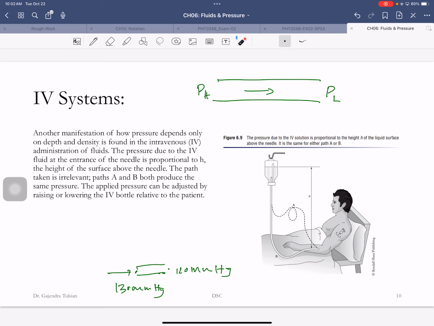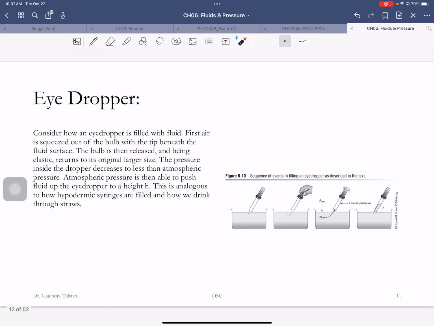This pressure is greater and you have a larger flow rate. So you don't want a larger flow rate in some instances. You guys understanding this? Okay. So again, if you want fluid to flow in here, you have to have higher pressure here and lower pressure here.